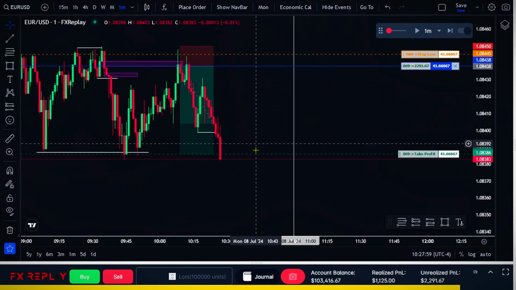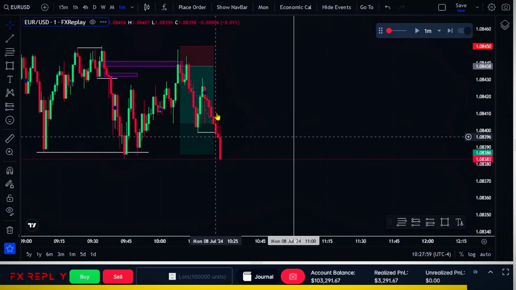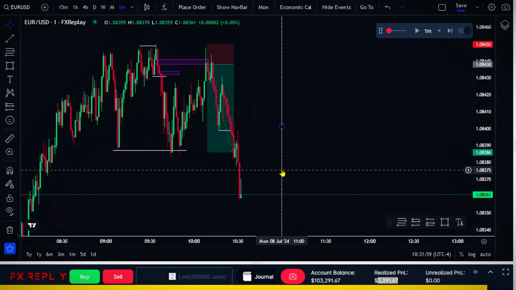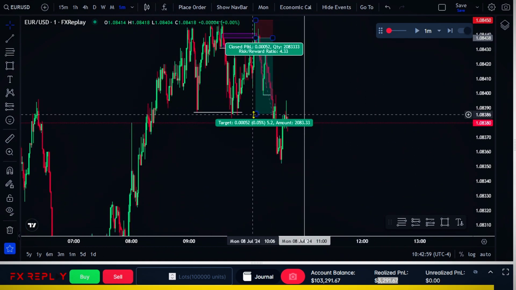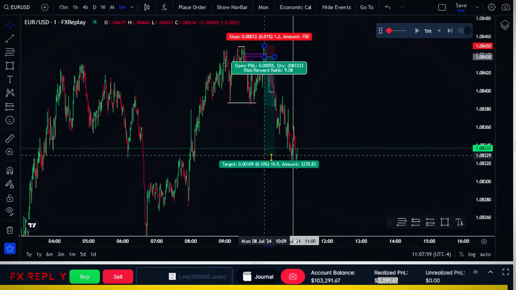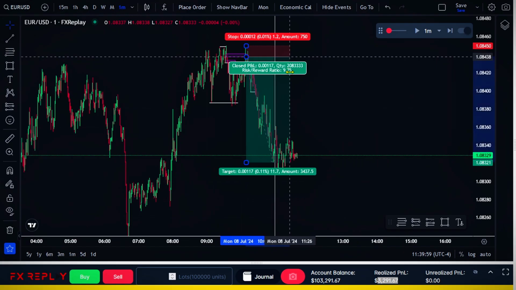And soon after that, we hit our TP, giving us a beautiful 1 to 4 risk to reward trade, making us $3,500 from just one trade. The price kept going even further. Depending on your trade management, you could have trailed your stop loss for even more profits.